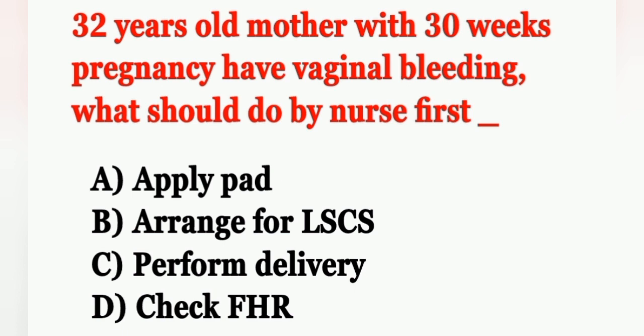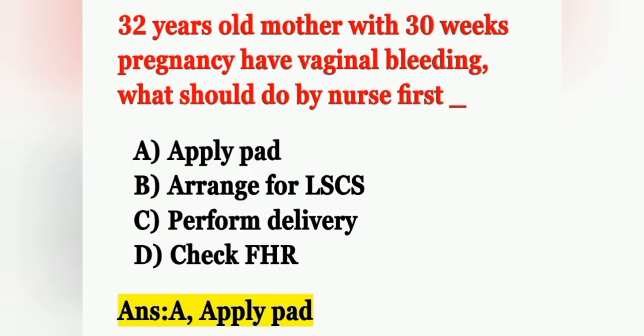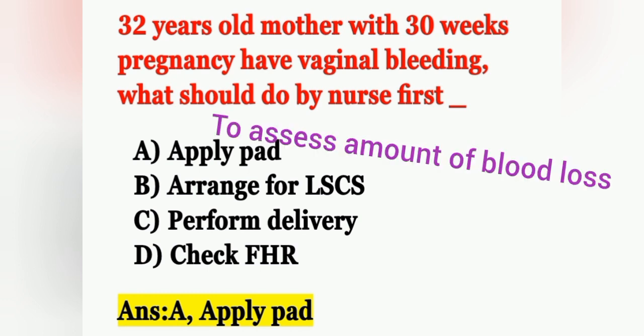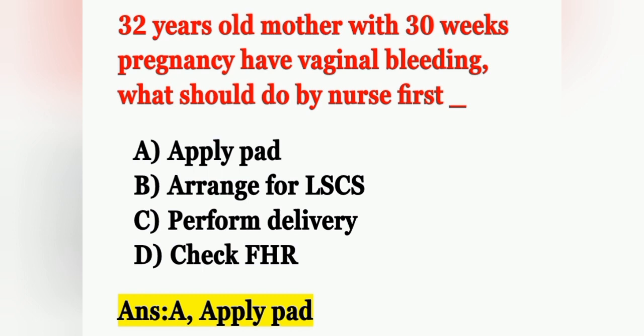Here the question: a 32 years old mother with 30 weeks gestation having vaginal bleeding. As a nurse, what immediate or first priority action should she do? The answer is option A, apply pad. Why we use a pad first is to assess the amount of blood loss during bleeding. That is the topmost priority nursing action. Then we can check fetal heart rate.